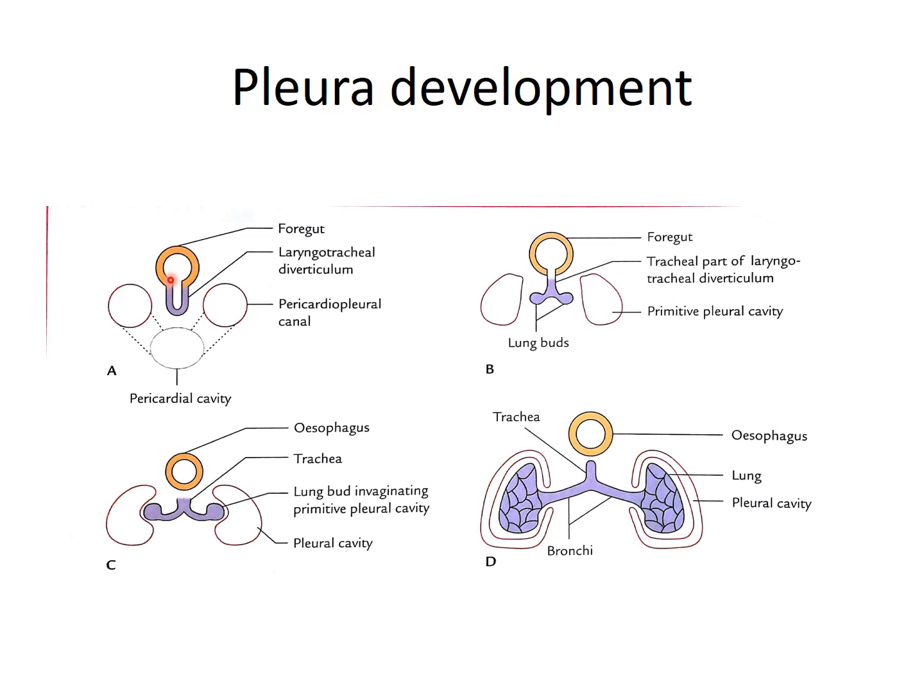From the foregut, as we have studied earlier in the development of the respiratory system, we see the laryngotracheal diverticulum developing. This laryngotracheal diverticulum gives two lung buds. They invaginate into the primitive pleural cavity which is formed from the pericardio-peritoneal canal. Further invagination of the lung bud into the canal, described as the primitive pleural cavity, will form the pleural cavity proper.